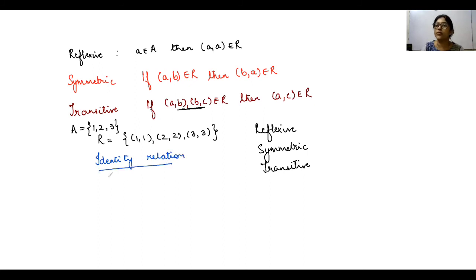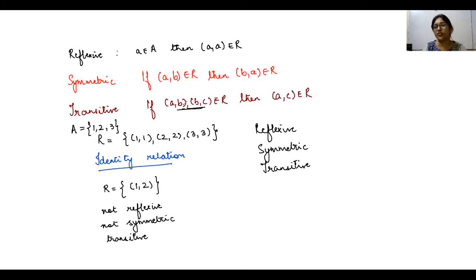Identity relation will have the same number of elements as in set A. So on the same set A, if we consider a relation R which is (1, 2), now this relation is not reflexive because we don't have (1, 1), (2, 2) and (3, 3). It is not symmetric because we have (1, 2), but we do not have (2, 1). But yes, it is transitive, since for (1, 2), there is no element which begins with 2. So it automatically becomes transitive.